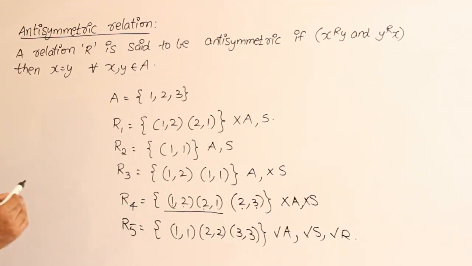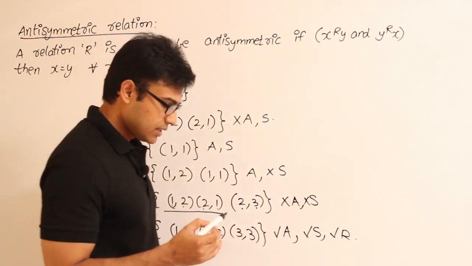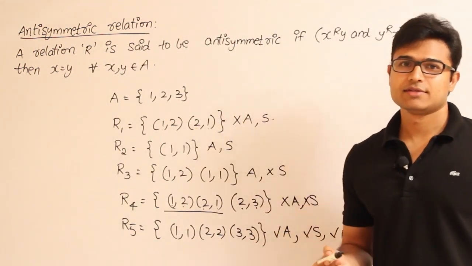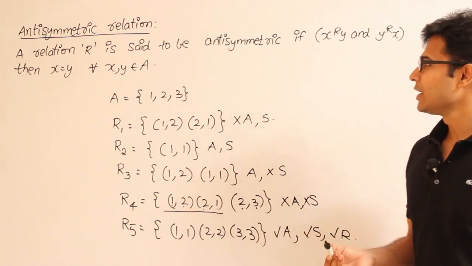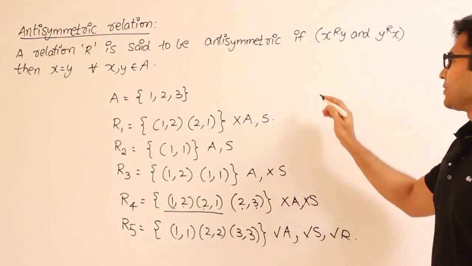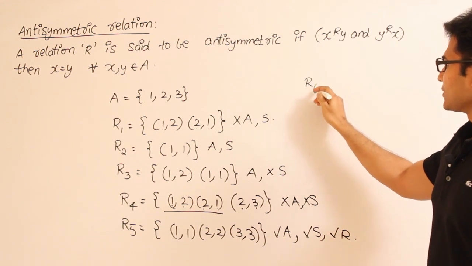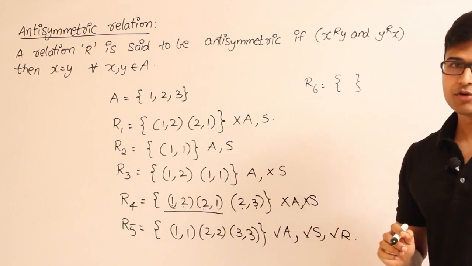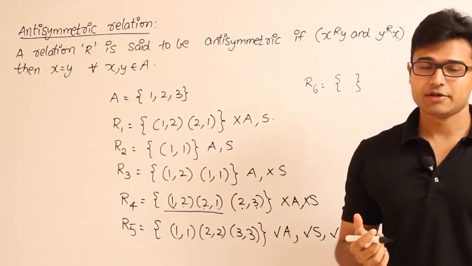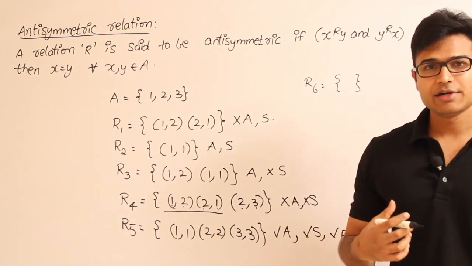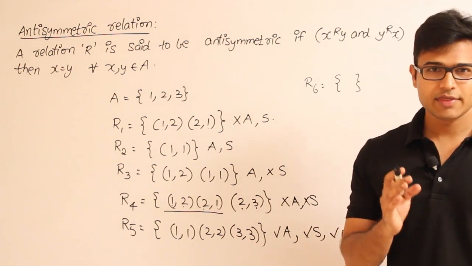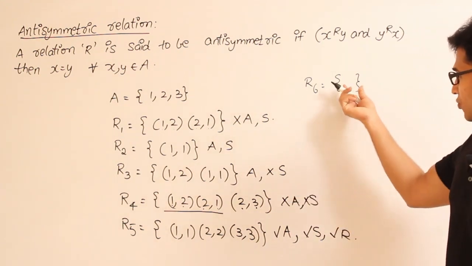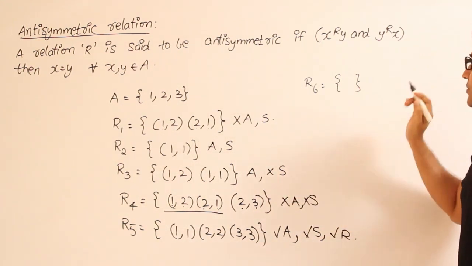Now the question is, what could be the smallest relation that is antisymmetric? Let's say R6. If the relation does not contain anything, then what can you say about that relation? It is going to be antisymmetric. Why? Because the antisymmetric condition fails only when there are x comma y and y comma x type of elements, but when there are no elements at all, it is definitely antisymmetric.